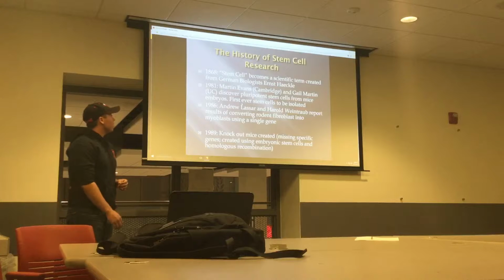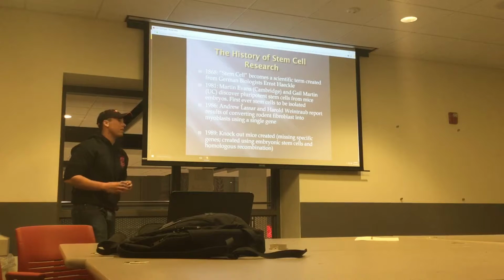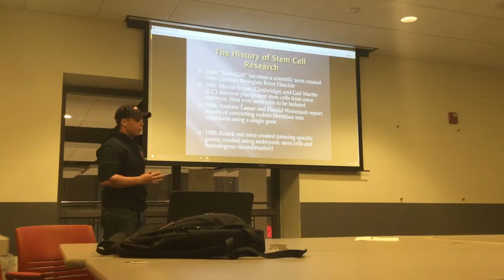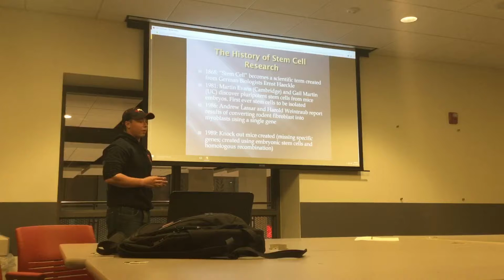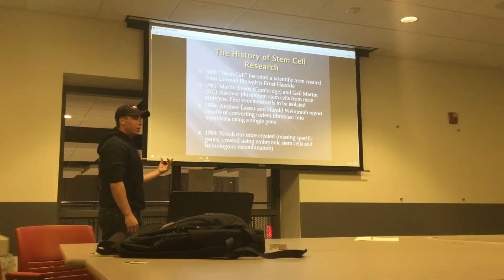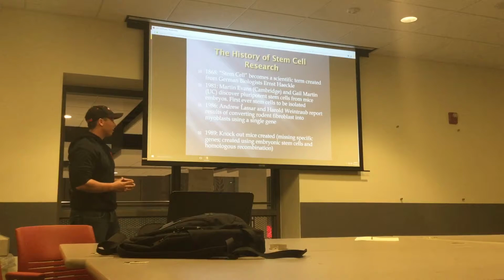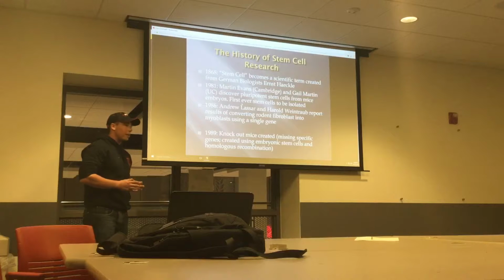In 1986, Andrew Lassar and Harold Weintraub reported results of converting rodent fibroblasts into myoblasts. Going back to what I said earlier about embryonic stem cells, basically how that happened is they were able to genetically mutate that cell from a fibroblast in the ligaments and transform it into a muscle cell, with just a single gene code. Which is, if you think about it, back then, with the lack of scientific equipment that we had, that's huge.